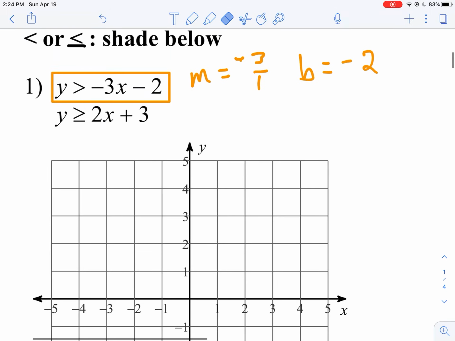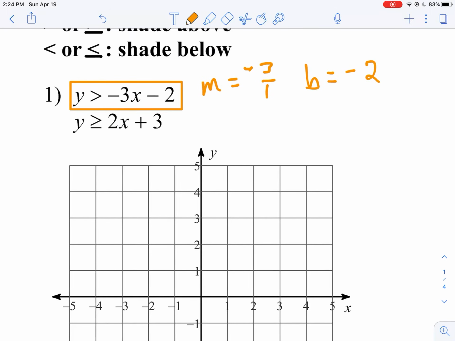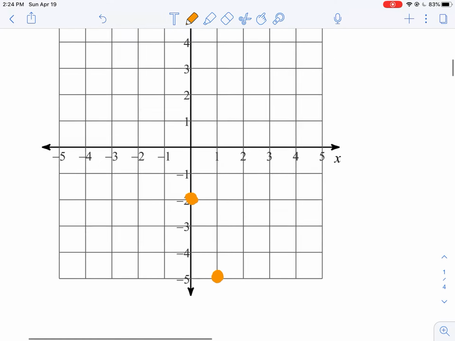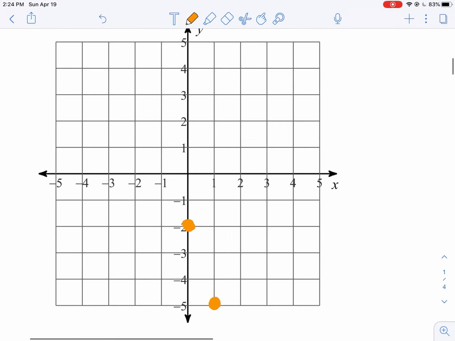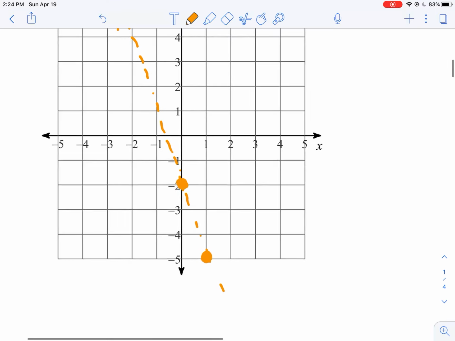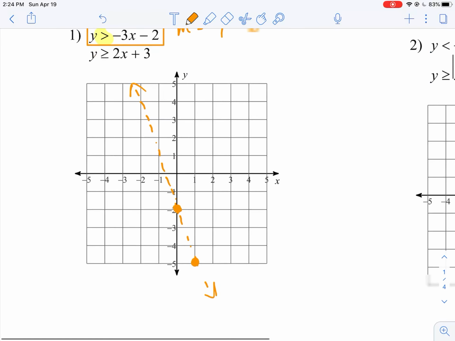So now I'm going to decide, am I going to do a dotted or solid line? That is dependent on the symbol right here, the inequality sign. Does it have the or equal to under it? Nope, it doesn't. So that means when I connect these two dots, it's going to be a dotted line. So let me zoom out just a smidge here. Let me try my best. It's kind of like a dashed line, dashed, dotted. We get the idea. All right, so there's our dashed or dotted line.